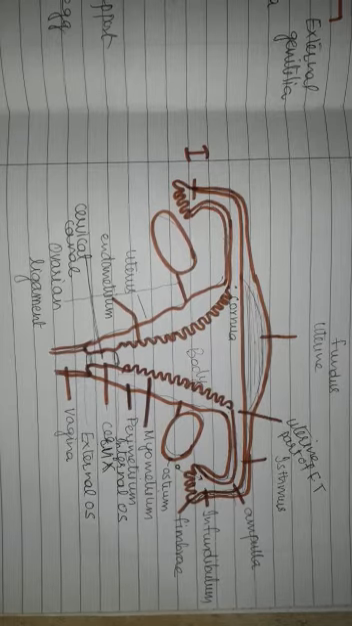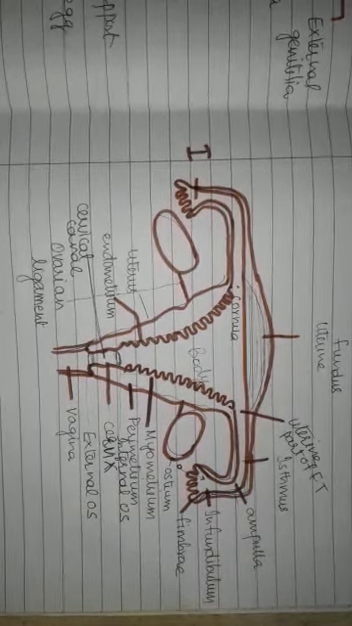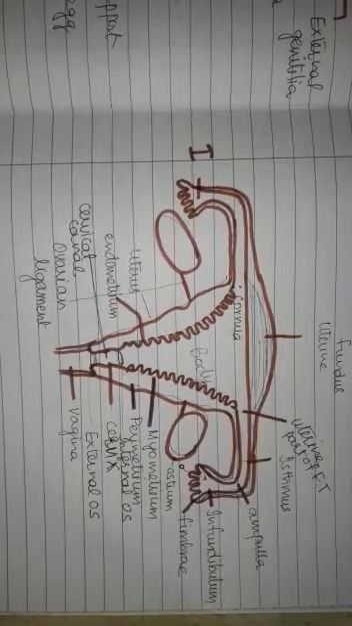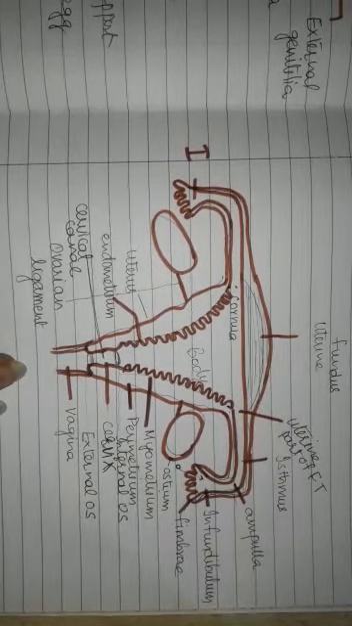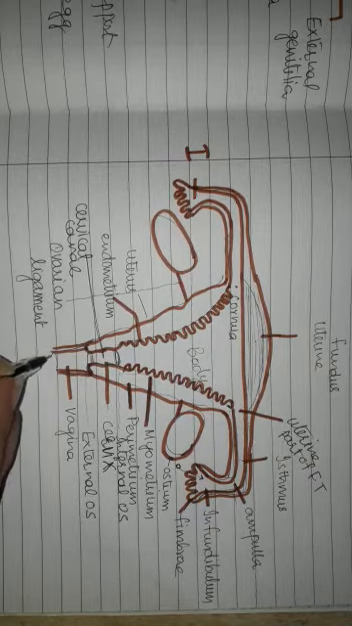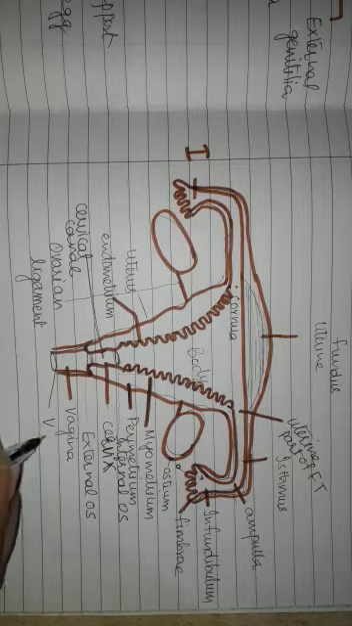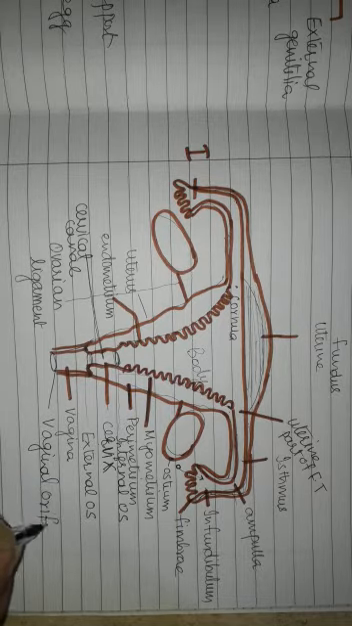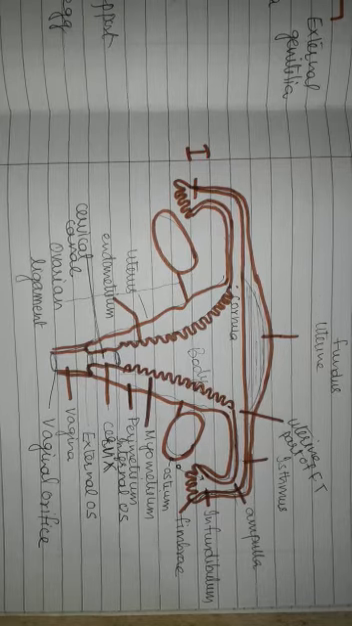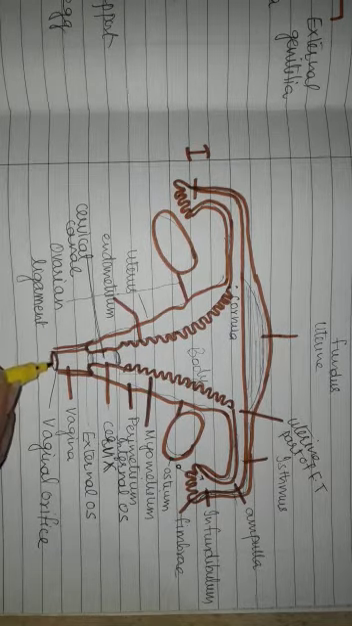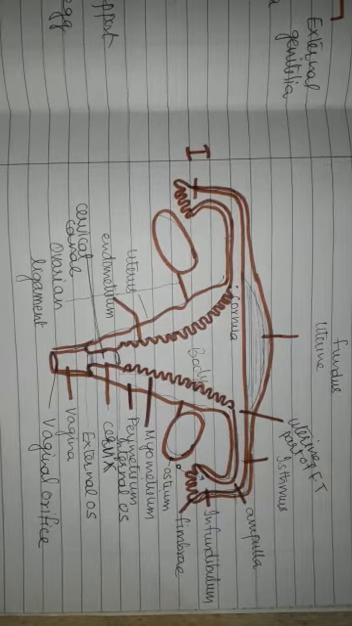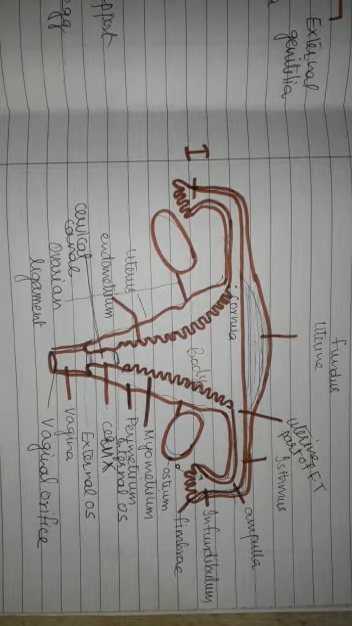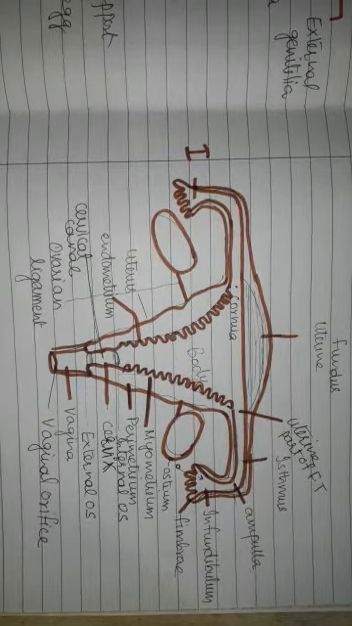Now the next organ is vagina. Vagina is a large, median, elastic tube which opens at its lower end by another aperture, which is called vaginal orifice. Vagina is a tube which is also known as the birth canal, and it opens out at its lower end by vaginal orifice. And what is the function of vagina?